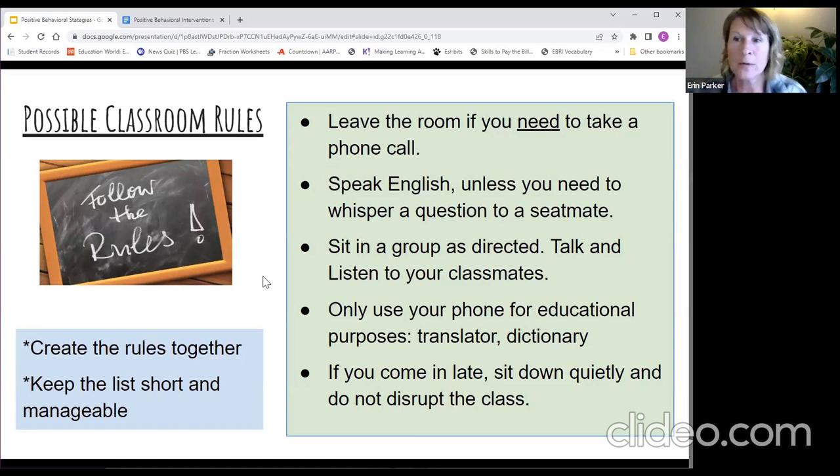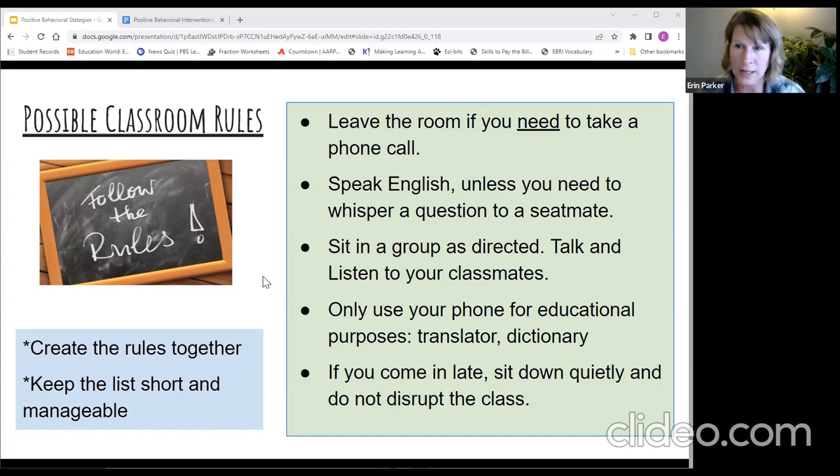This idea of leaving the room if you need to take a call. It has to be a necessary call, because sometimes it's just their sister, so they could call back at a different time. So leaving the room, keeping their phone on vibrate, that kind of idea. Speaking English, unless you need to whisper a question to a seatmate, because a lot of students really want just English spoken. And when students are speaking other languages, it makes others feel left out if that's not their language. Sitting in a group as directed, talking or listening to your classmates.